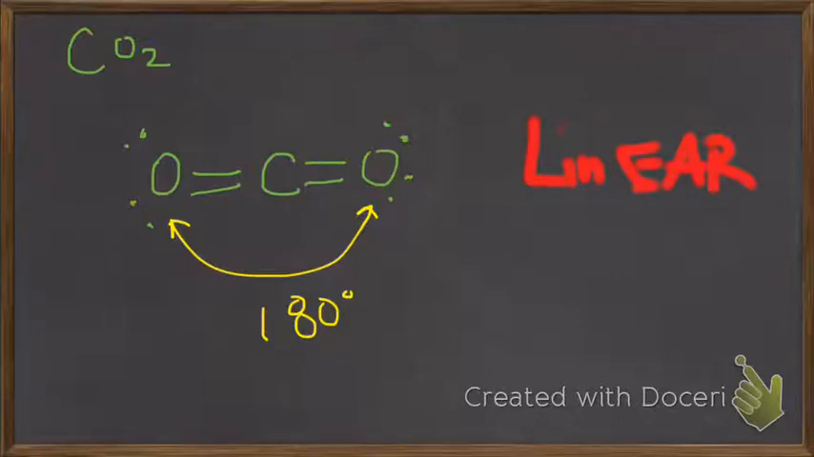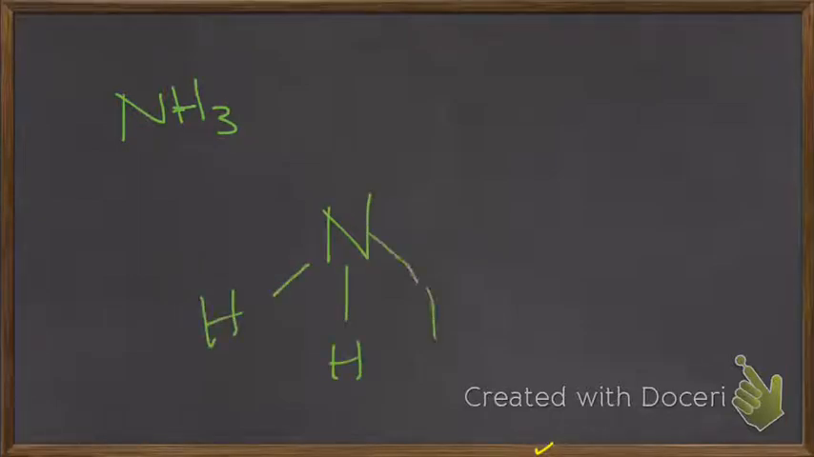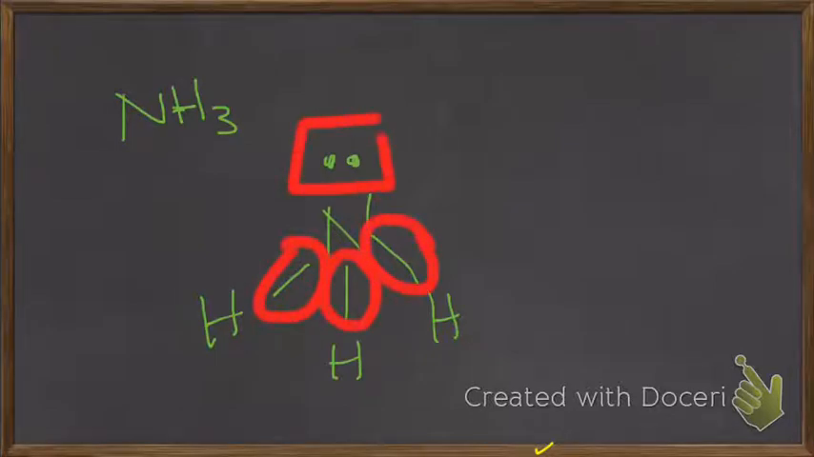So let's work another example. Let's look at ammonia. Our good friend ammonia. You first need to draw the Lewis diagram, which would look like this. Okay? Now, let's count the number of electron domains that there are. We have 1, 2, 3, 4.